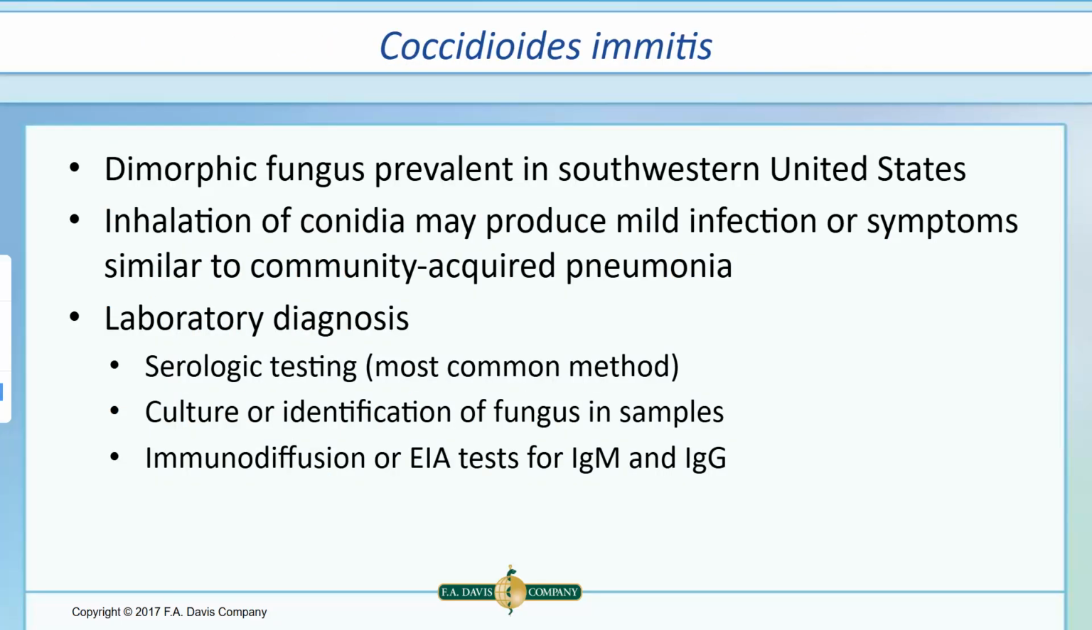Coccidioides immitis. This is another dimorphic fungus that's prevalent in the southwestern United States. Inhalation of conidia may produce mild infection or symptoms similar to community-acquired pneumonia. Laboratory diagnosis would be serological testing, culture identification of the fungus in samples, and immunodiffusion or EIA tests for IgM and IgG.